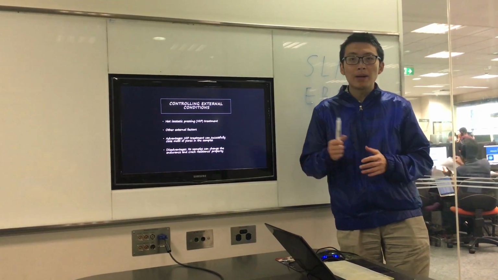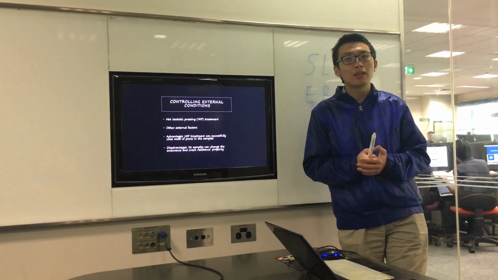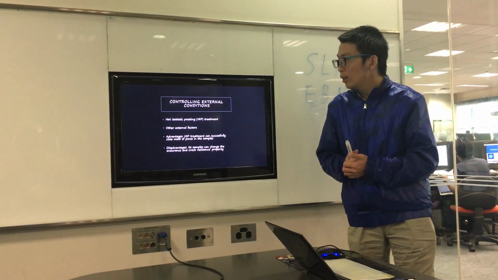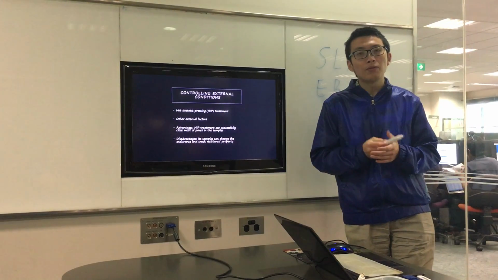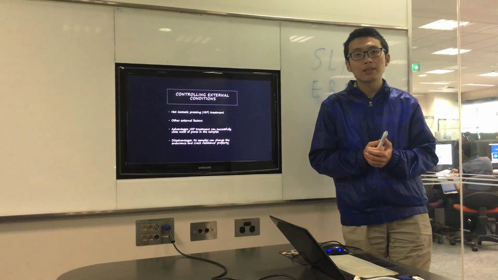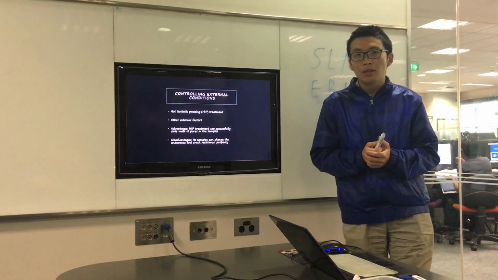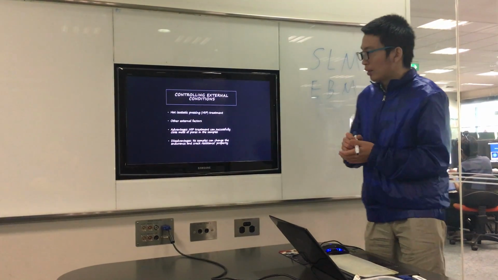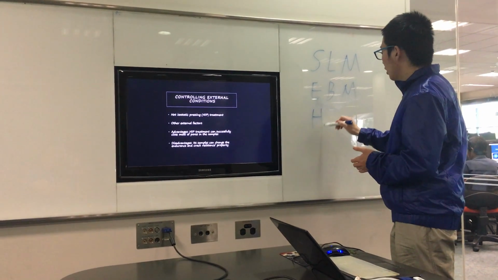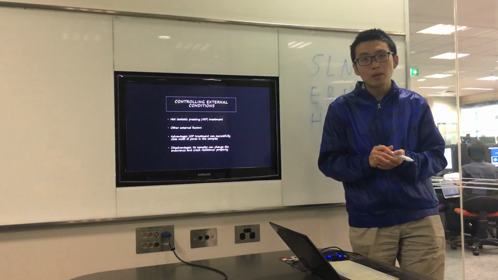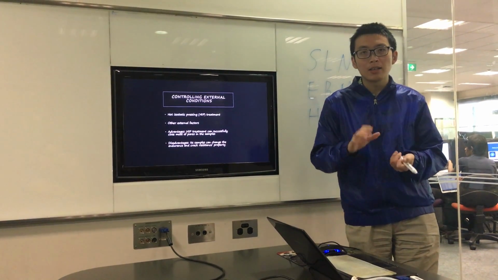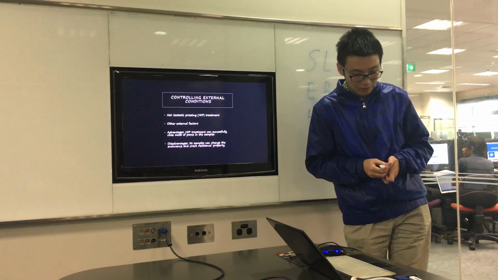This is another method, controlling external conditions. It also includes 2 methods. The first one is hot isostatic pressing treatment, HIP. The second one is other external conditions.